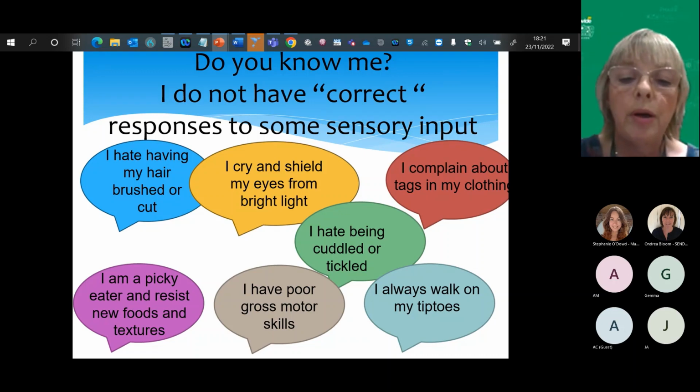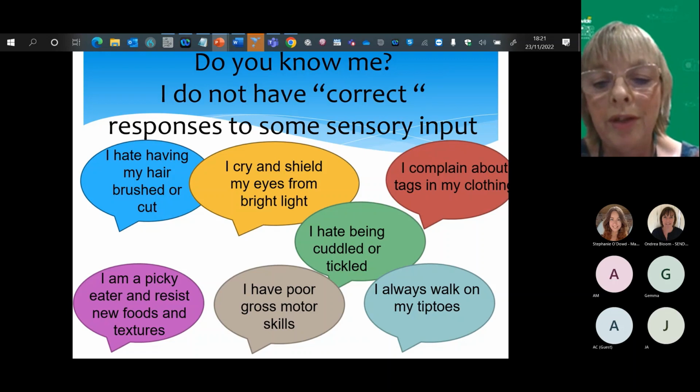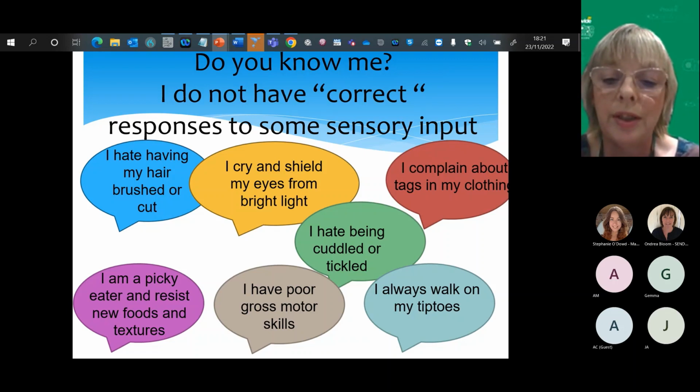I cry and shield my eyes from bright light is the child that is over-responsive to visual stimuli. I hate being cuddled or tickled can be a very tough one if your child is like that. That's a child that's over-responsive to tactile stimulation. I walk on my tiptoes. It's a little one that's got proprioceptive difficulties, and we'll talk about proprioception in a minute. Proprioception is about being able to process movement.